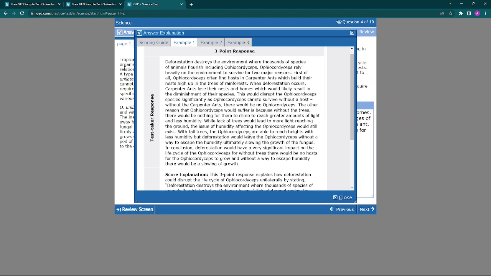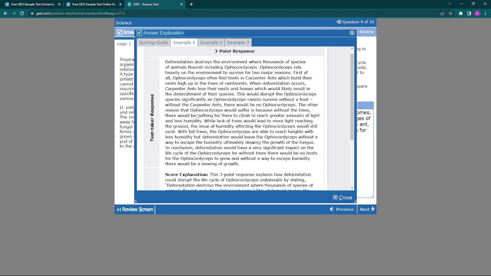With tall trees, the OU are able to reach heights with less humidity, but deforestation would leave the OU without a way to escape the humidity, ultimately slowing the growth of the fungus. See right there, slowing the growth. So more light would be bad. I feel like, wait, what? See, now I'm confused.